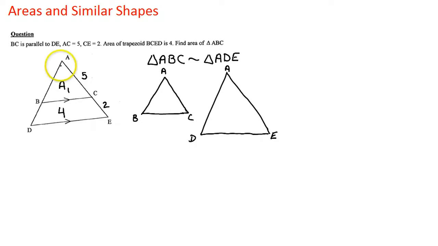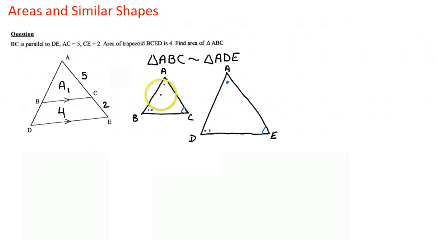And since they both contain angle A, angle A's are equal. Since BC is parallel to DE, we can then argue that angle B is equal to angle D, and since BC is parallel to DE, we can argue that angle C here is equal to angle E, and we've demonstrated that these are similar triangles.